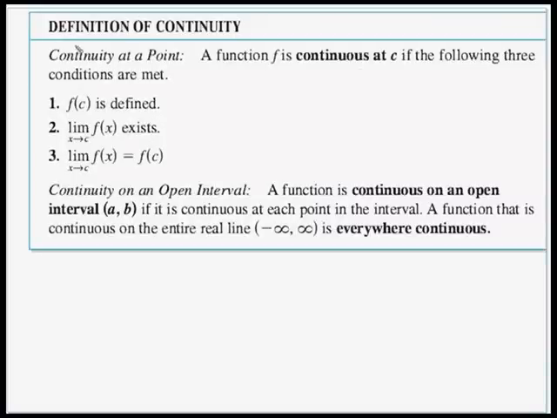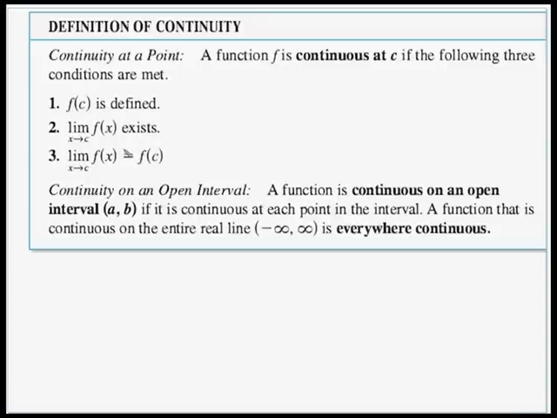So this leads to our formal definition of continuity. Let's just plow through it and then we'll discuss it. Continuity at a point. A function f is continuous at point c if the following three conditions are met. f of c is defined. The limit as we approach c exists. And third, it brings them together and says these are also equal.